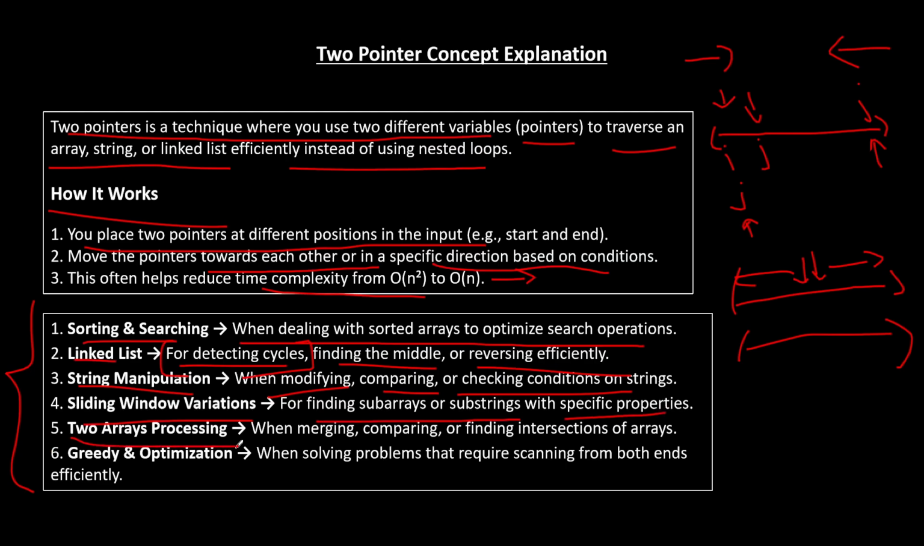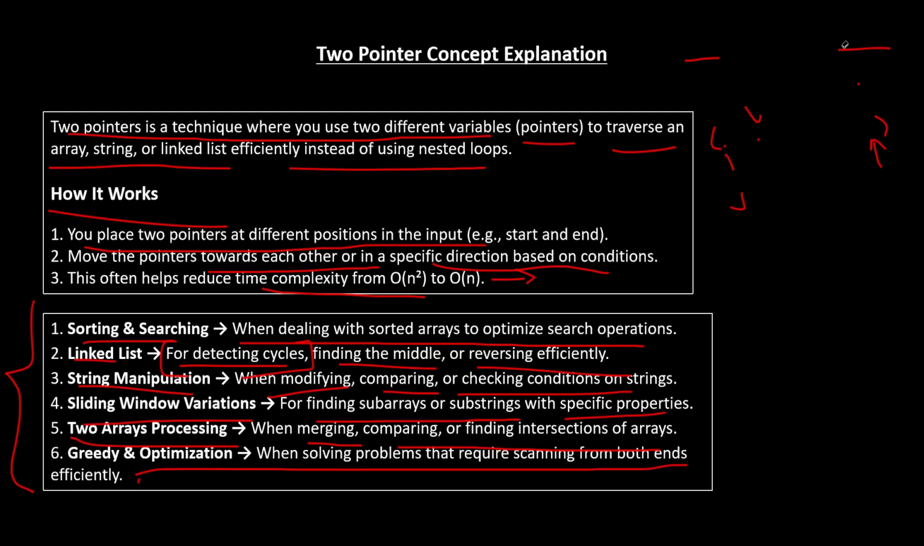Two arrays processing, which we are doing right now, when merging, comparing, or finding intersections of arrays, and greedy optimization when solving problems that require scanning from both ends. As I said, we can go from here, from start and end. I hope you understand why we are using the two pointer concept and how it is done. Let me give you one more small example.